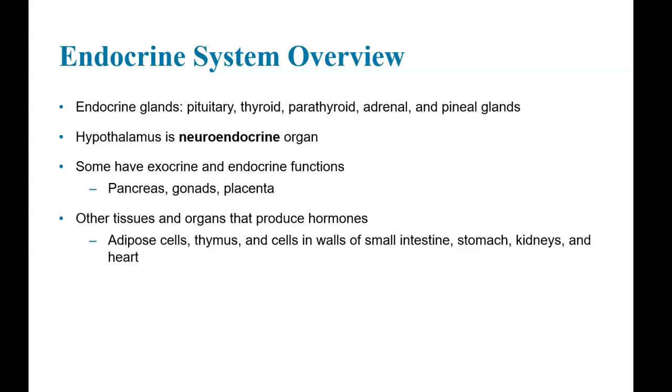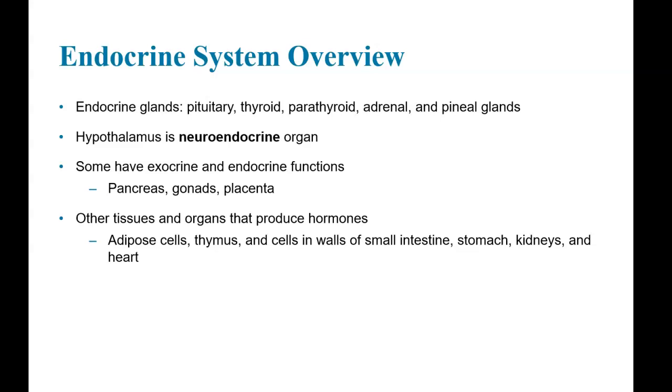The endocrine glands, so the organs of the endocrine system, include the pituitary, the thyroid, parathyroid, adrenal, and the pineal glands. The hypothalamus is considered to be a neuroendocrine organ because it's involved in the nervous system and also the endocrine system. And that's because it receives electrical signals from the brain and it translates those signals into chemical signals that are used by the endocrine system.